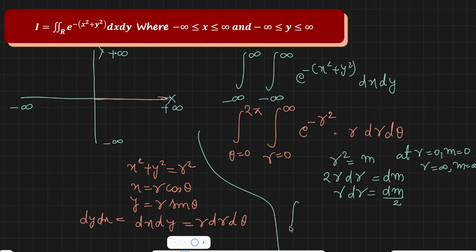So basically it will be from 0 to 2 pi, and from 0 to infinity also, e to the power of minus m, and in the place of dr it will be dm by 2 into d theta. Now can you solve this integral? 0 to 2 pi, 0 to infinity, e to the power of minus m, sorry, and this is your dm upon 2, and this is your d theta. Now you can easily solve.